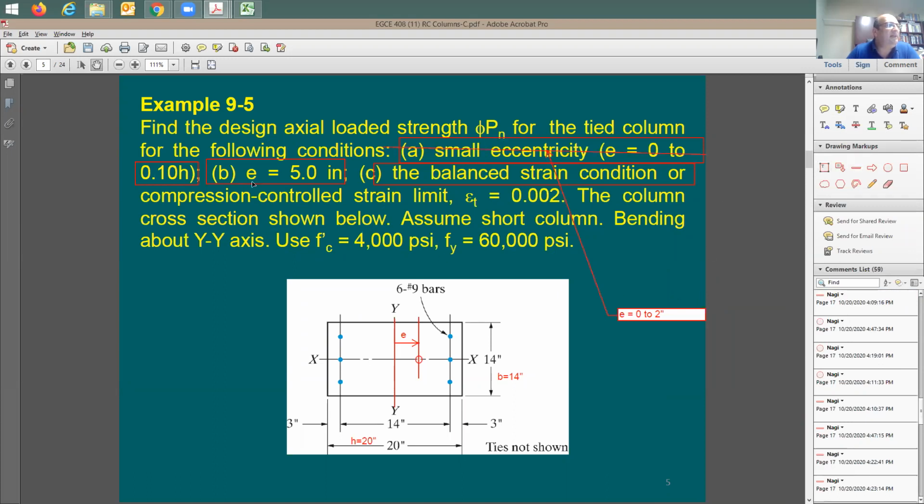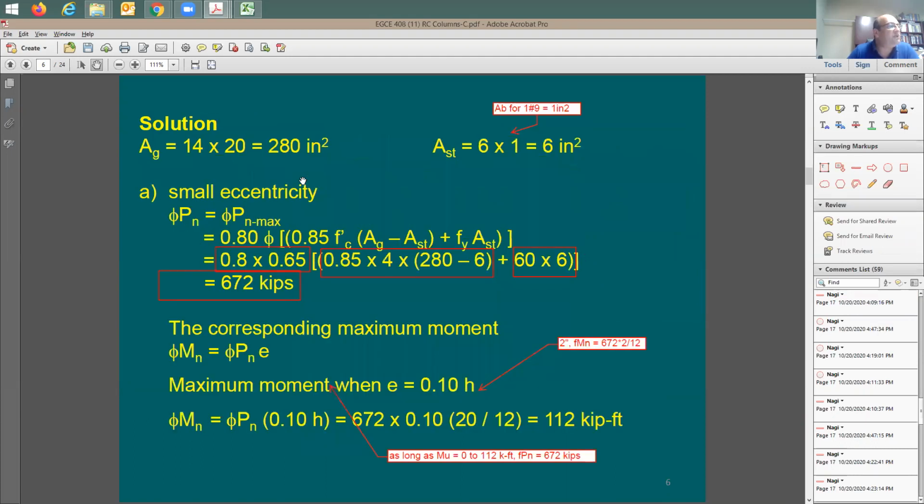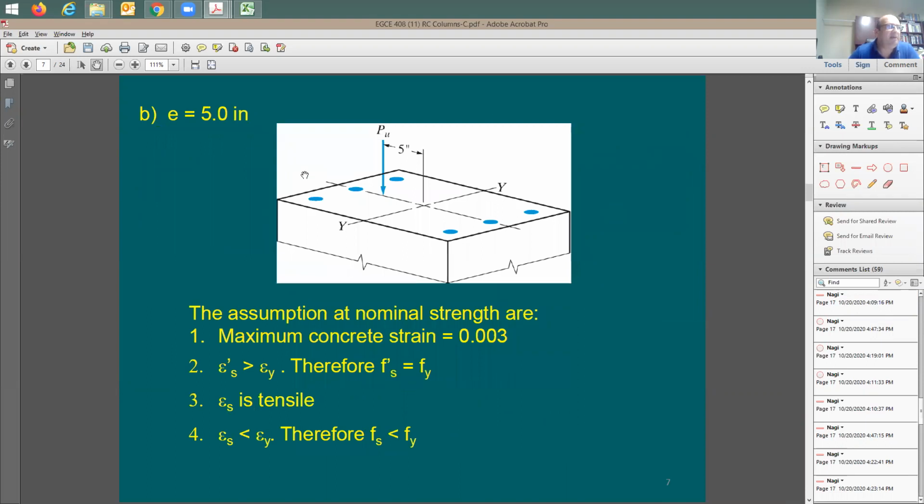Second item, when the eccentricity equals 5 inches. You're gonna say, okay, let me move here to 5 inches. Item B, the eccentricity equals 5 inches. One side is gonna be exposed to compression, the other side is gonna be exposed to some tension. Generally speaking, when you have a column with this small eccentricity, how would I know it's gonna be a small eccentricity? I understand it's gonna be kind of small. It's not really a large eccentricity because the distance from here to here is how much?